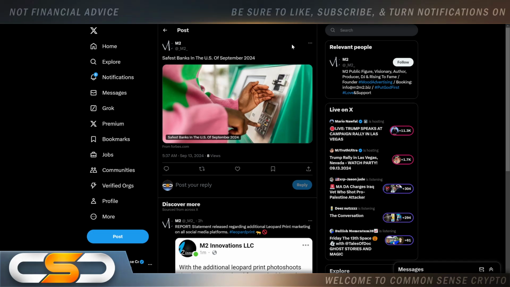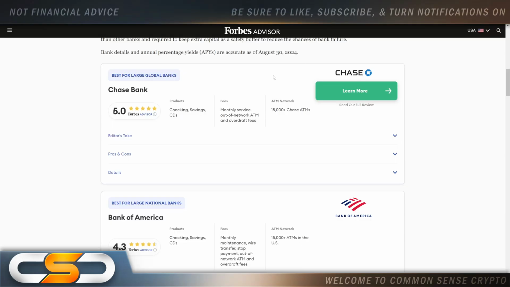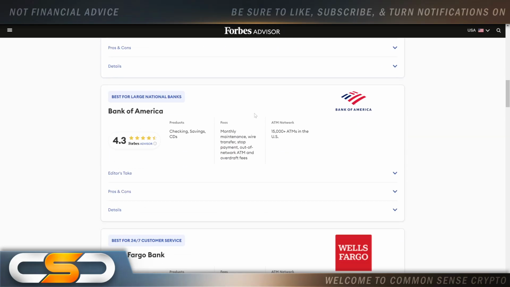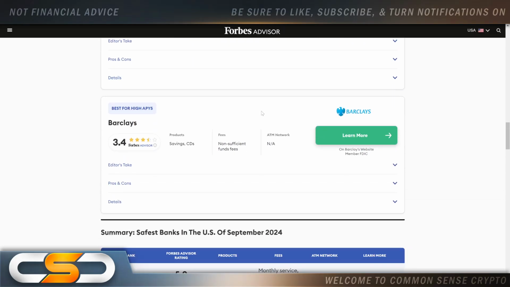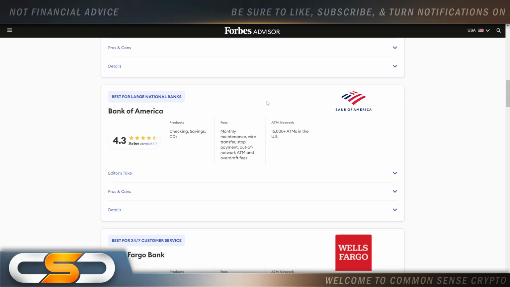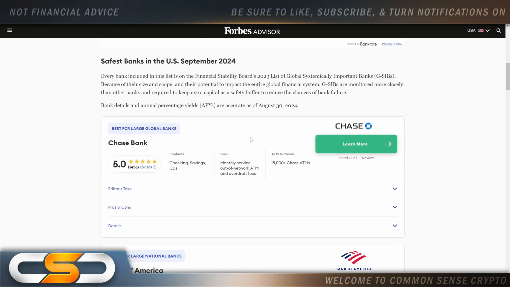Safest banks in the U.S. as of September 2024. So, of course, Chase is number one, followed by Bank of America and Wells Fargo, Citi, Barclays, and so on. But how safe are these banks actually? They put out these lists and they give people a false sense of hope. Like everything's fine at the banks. Just keep putting your money in your savings account. Keep storing your money in a checking account.